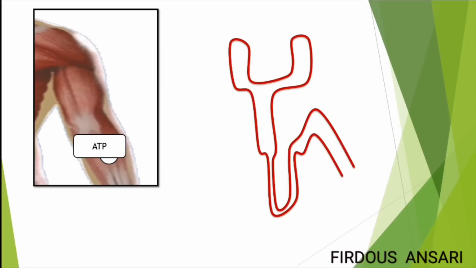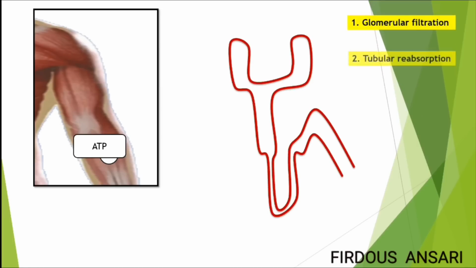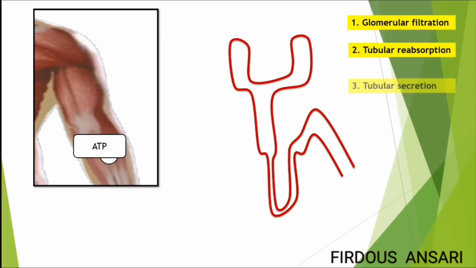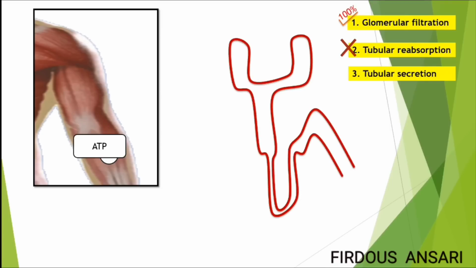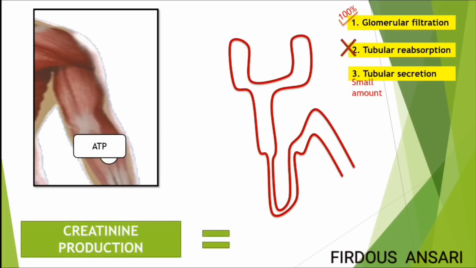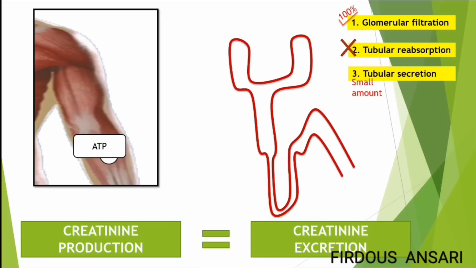Next, we know that there are three steps involved in urine formation: glomerular filtration, tubular reabsorption, and lastly tubular secretion. Creatinine has 100% glomerular filtration. It has negligible tubular reabsorption, or you can say no tubular reabsorption. However, a small amount of creatinine may be actively secreted by the renal tubules. So creatinine production is equal to creatinine excretion under a normal condition.